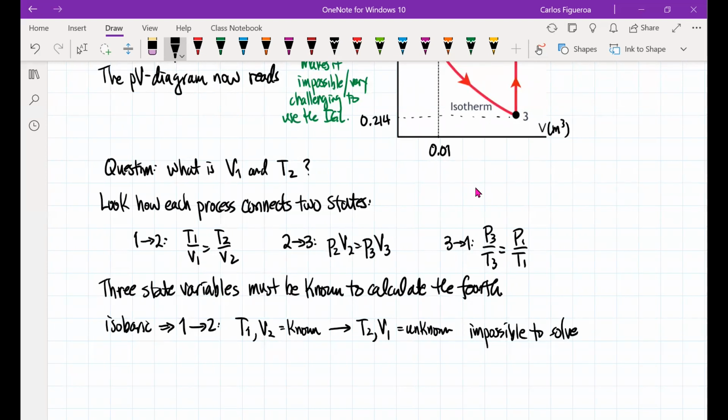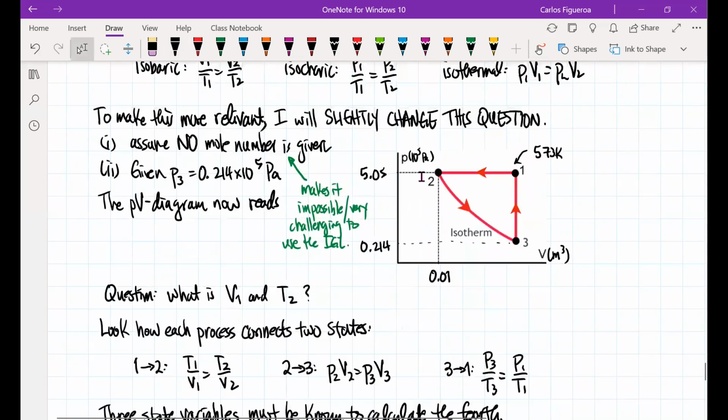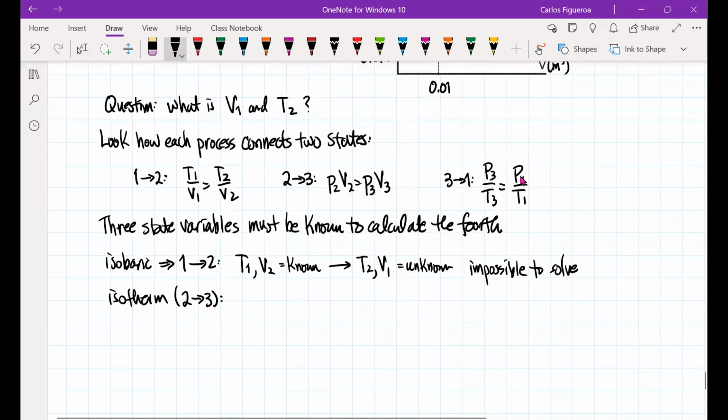So now let's go to the isotherm. So if I look at the isotherm, this is the state that connects 2 to 3. So what do I know? So for the isotherm, note that I know pressure 2, volume 2, pressure 3. So that means here is that I know P2, V2, and I know pressure 3, they're known. So that implies that now V3, you can solve this.